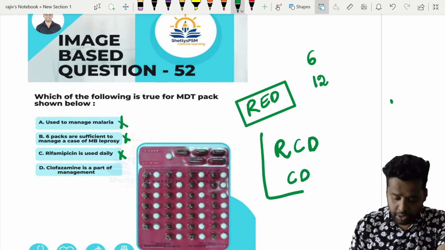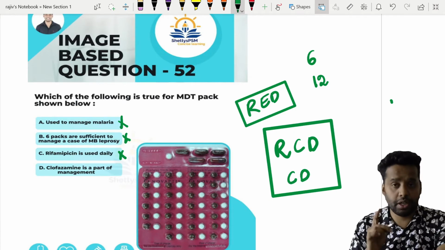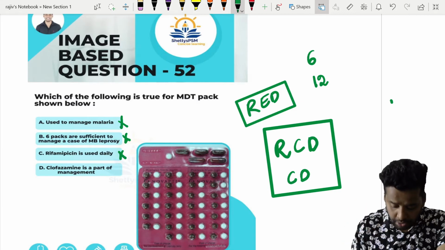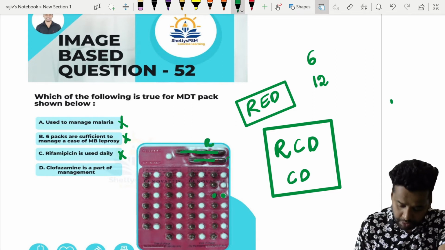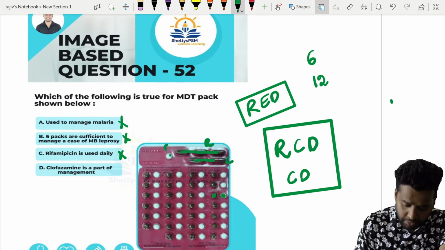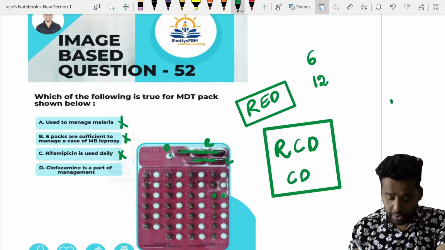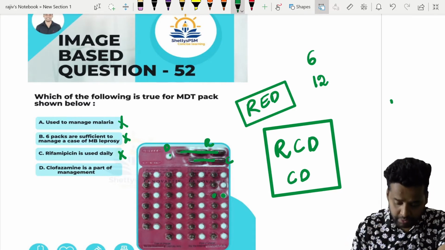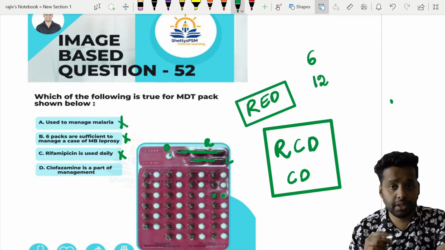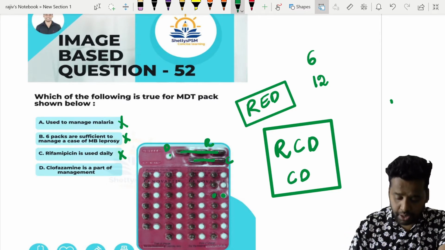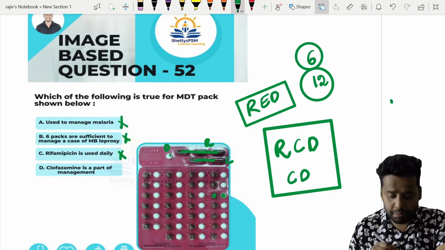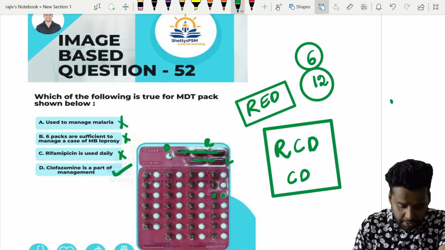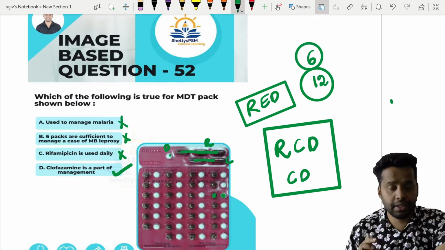So day 1 rifampicin, clofazimine and dapsone. For the remaining days, clofazimine and dapsone. You can see here it is 3 capsules of rifampicin, 2 capsules of clofazimine and 1 tablet of dapsone, RCD. For the remaining days, the dose of clofazimine will be lesser and we are using dapsone. So like this we have red packs, 6 packs for pauci, 12 packs for multi. So clofazimine is a part of management, that is the only correct statement.